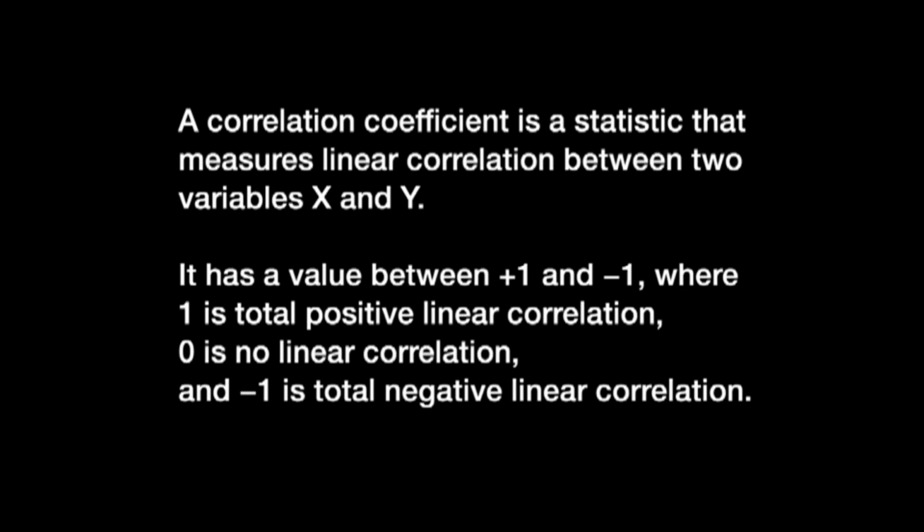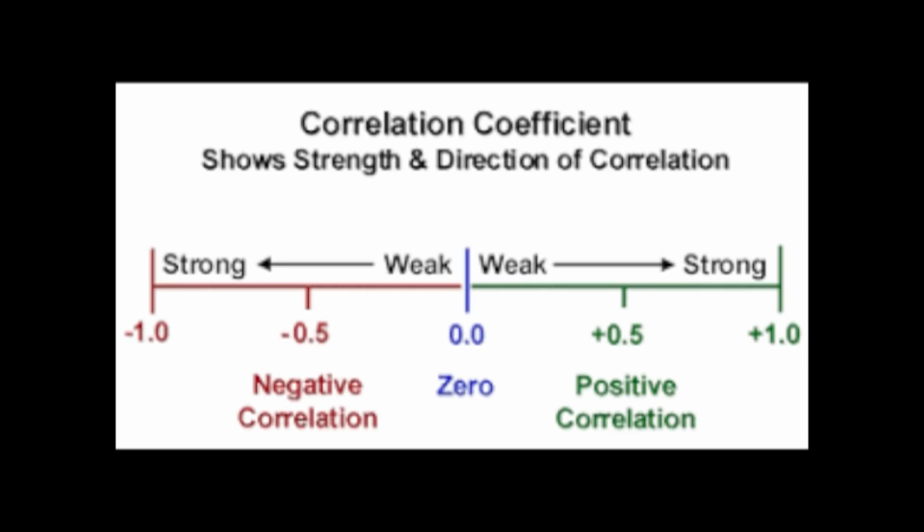A correlation coefficient is a statistic that measures linear correlation between two variables x and y. It has a value between +1 and -1, where 1 is total positive linear correlation, 0 is no linear correlation, and -1 is total negative linear correlation. So we can see in this graph here that if you have a positive number, the larger it is, the stronger your positive correlation is. And if your number is negative, the larger it is, the more negative it is.